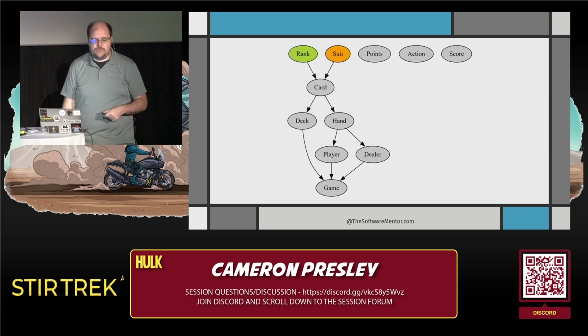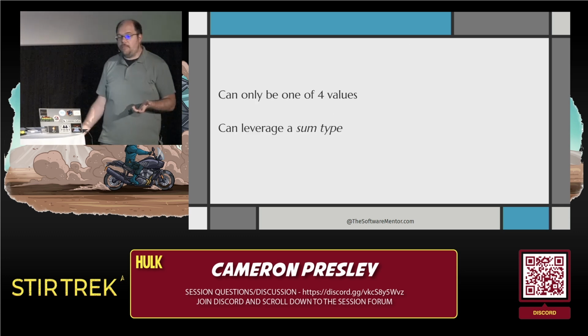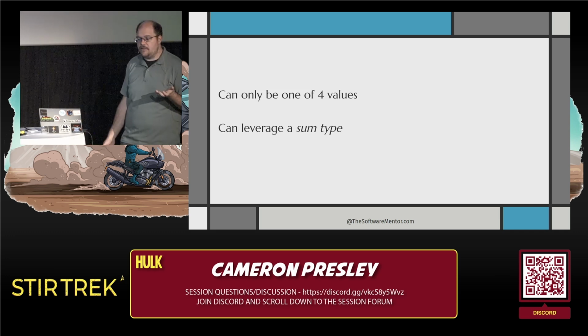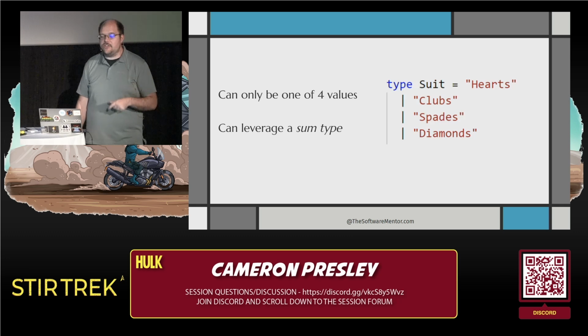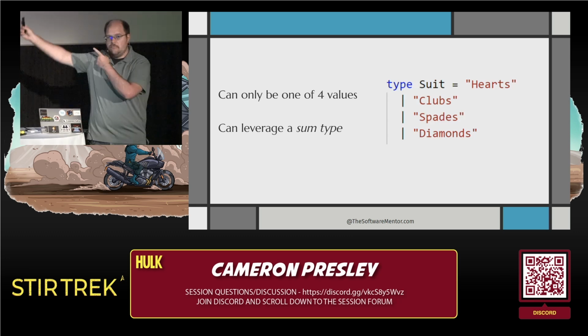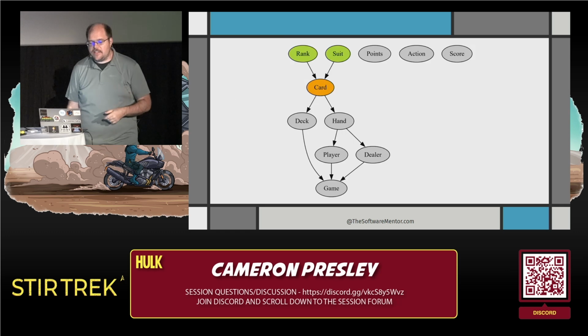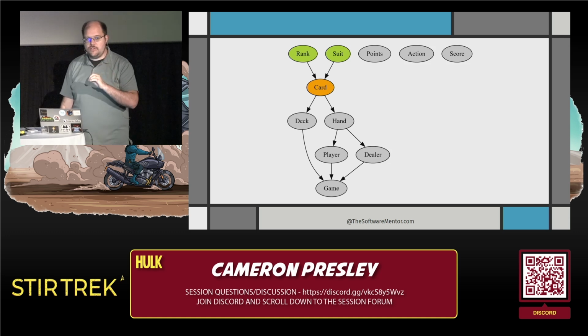Let's tackle suit. So a suit can only be one of 4 possible values as well, right? Hearts, clubs, spades, and diamonds. Since it can only be one of 4 possible things, it can also be a sum type, like so. And same thing as before, right? If I tried to assign this as a bad string or something, it won't compile. So we've got rank and suit defined.